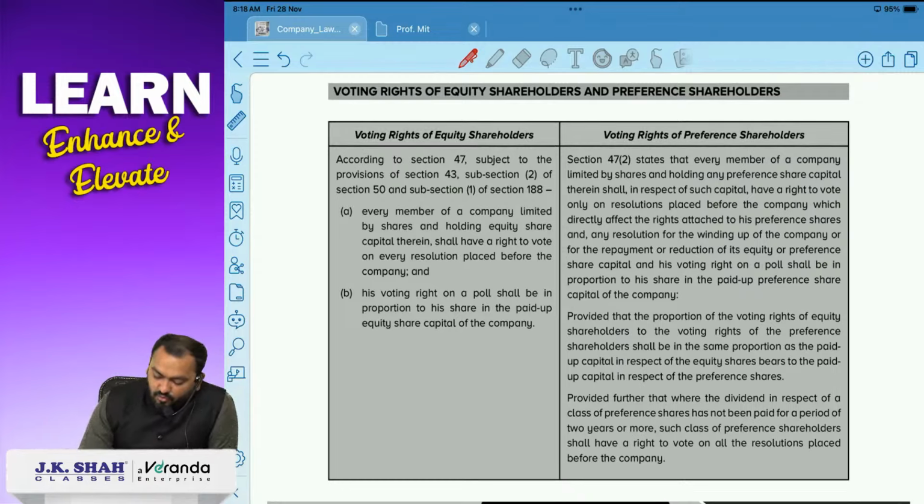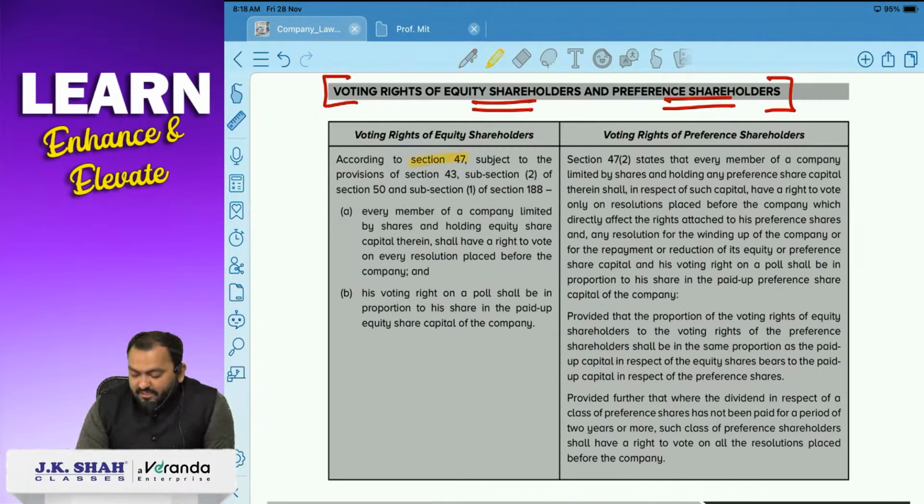Then can you see this, voting rights of this share capital. One is equity shareholders, second is preference shareholders. Now here we are talking about section number 47, which you have already done in your chapter on members and shareholders. You have this section over there as well. Okay. So what do you think? What are the rights of equity shareholders and what are the rights of preference shareholders?